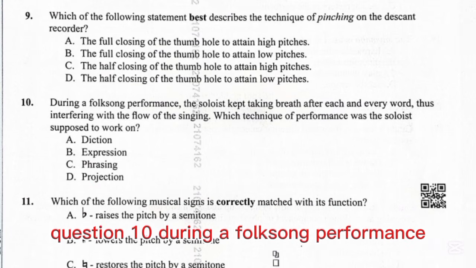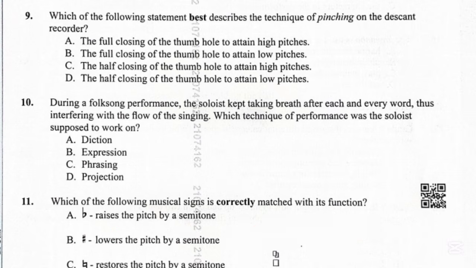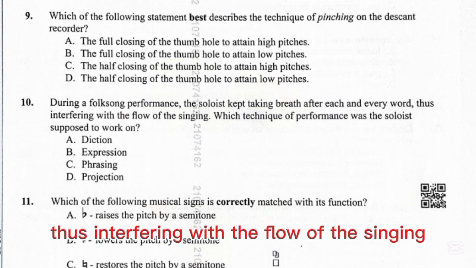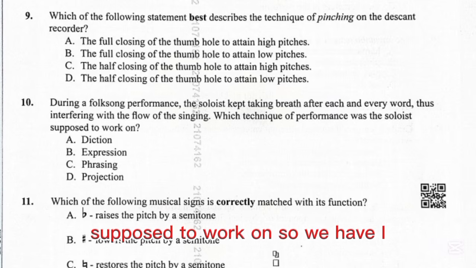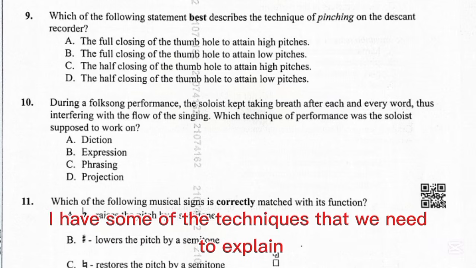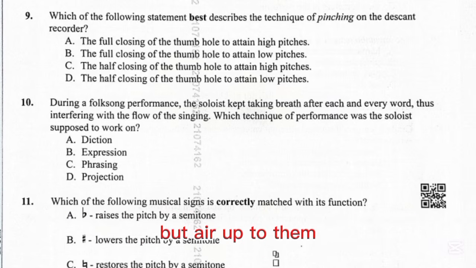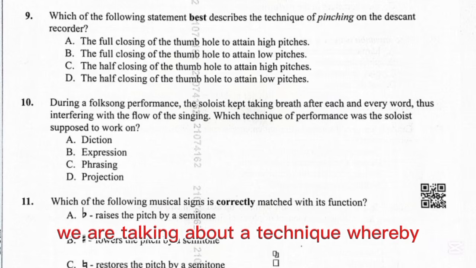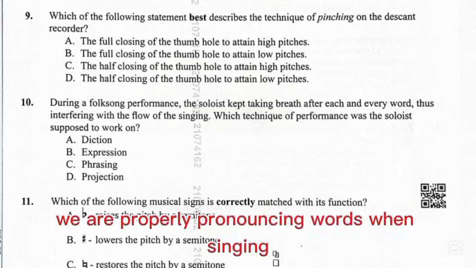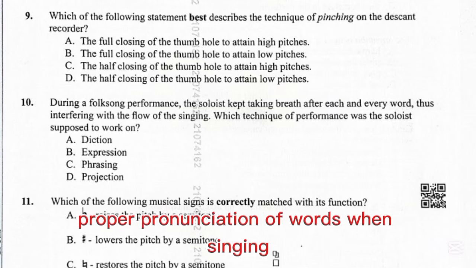Question 10. During a folk song performance, the soloist kept taking breaths after each and every word, thus interfering with the flow of the singing. Which technique of performance was the soloist supposed to work on? So I have some of the techniques that we need to explain, part A up to D. When you talk about diction, we are talking about a technique whereby we are properly pronouncing words when singing. Proper pronunciation of words when singing.